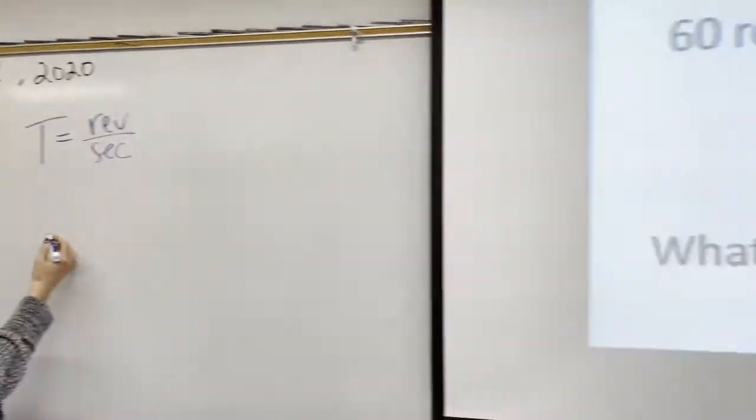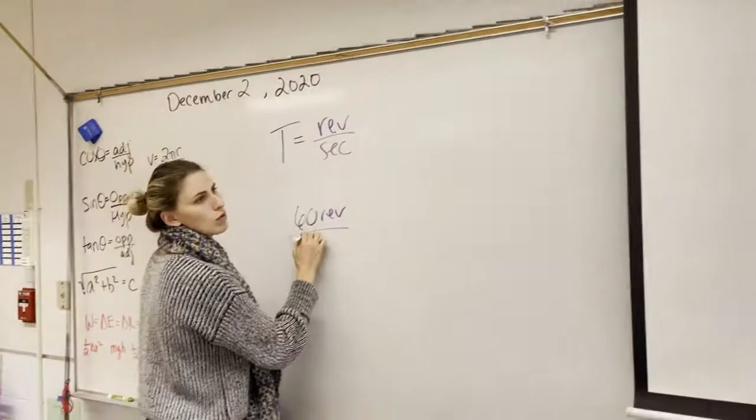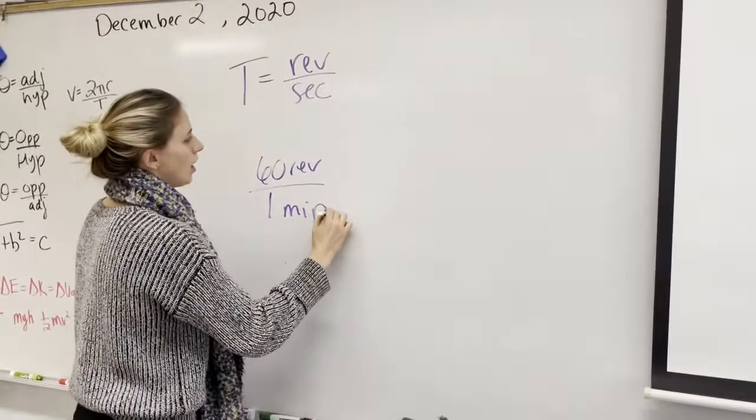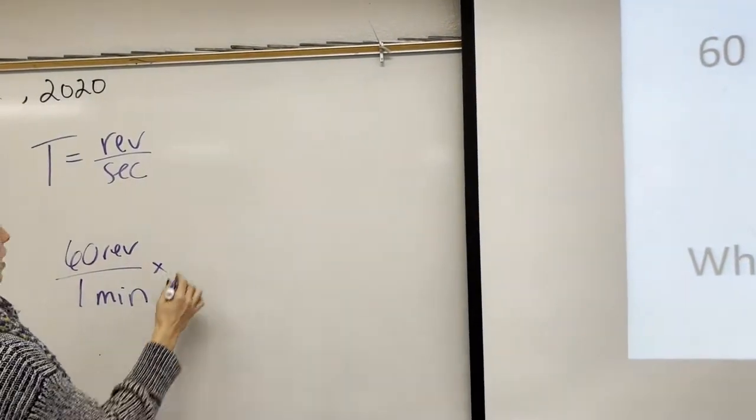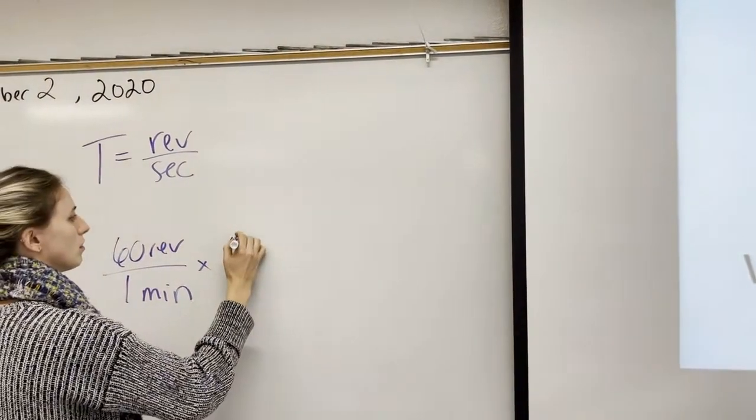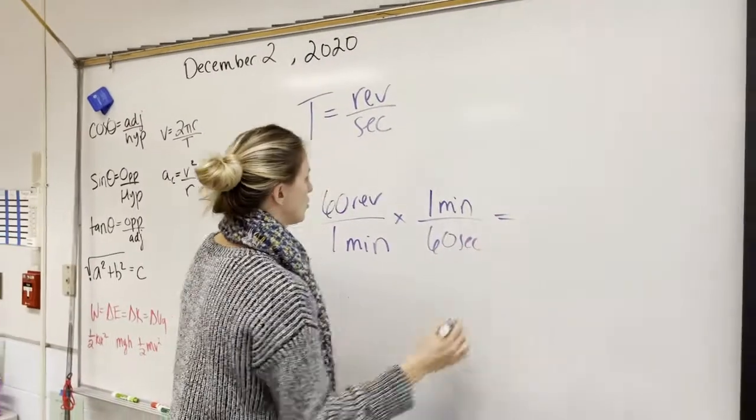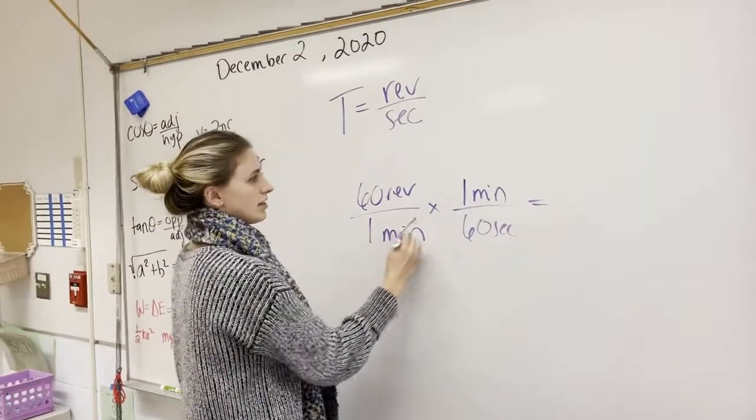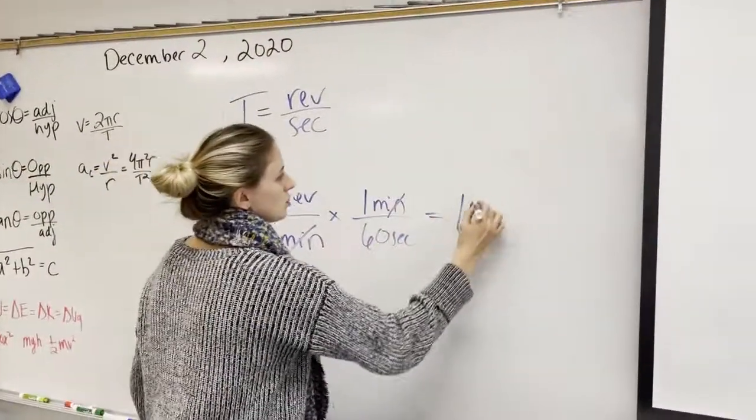So if we have 60 revolutions in, what is it, 1 minute? Yeah. So we can make an equation out of 1 minute is how many seconds? How many seconds are in a minute? 1 minute is 60 seconds. 60 seconds. That's right. So 60 divided by, these cancel, revolution per second, that's what we want. 60 divided by 60 is just 1.